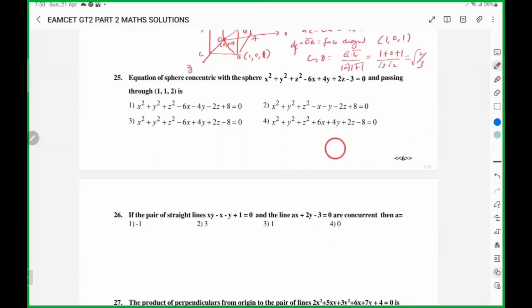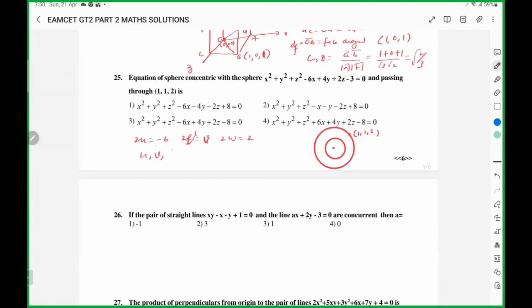Equation of a sphere concentric with the given sphere and passing through 1 comma 1 comma 2. Here the center, it is like a circle only. 2u is minus 6, 2v is 4, 2w is 2.